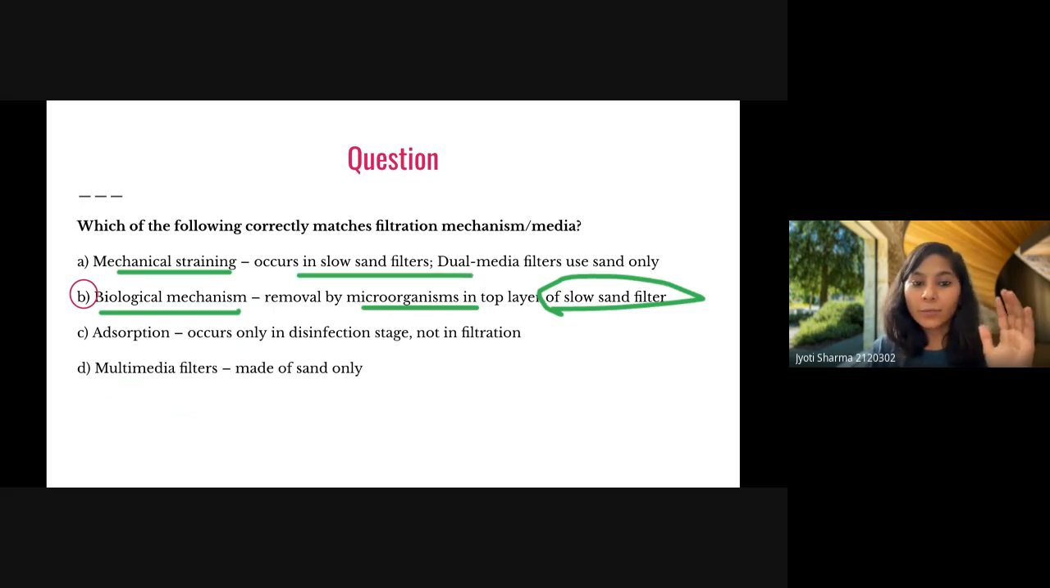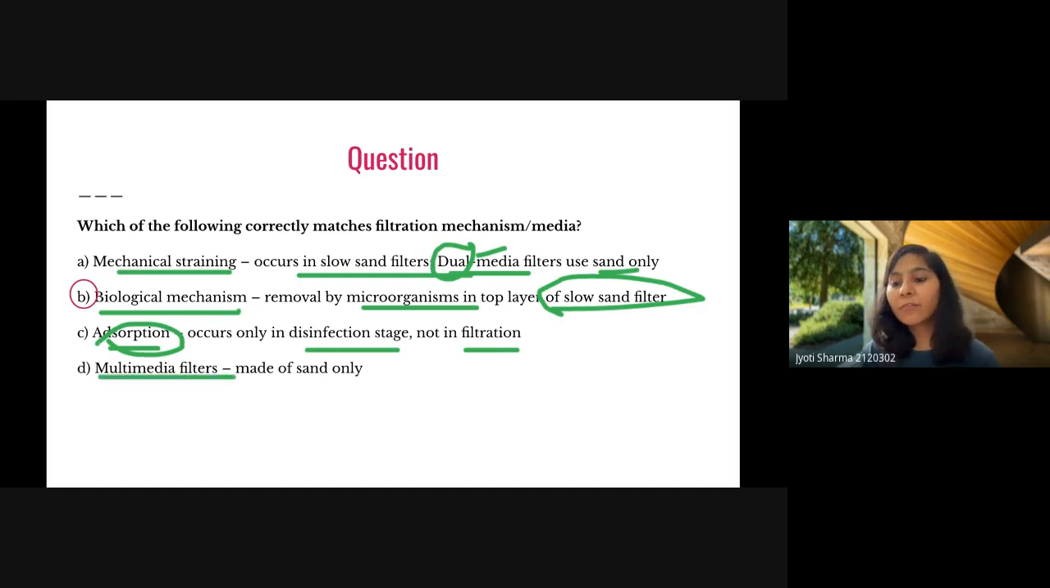This is the right one, but dual media filter uses sand only. No, because it is dual, right? So it is not just the sand, but another material also we can use. For example, charcoal. For example, anthracite. So we can use in dual media. And adsorption occurs only in disinfection stage, not in filtration. No, adsorption can also occur in the filtration stage.